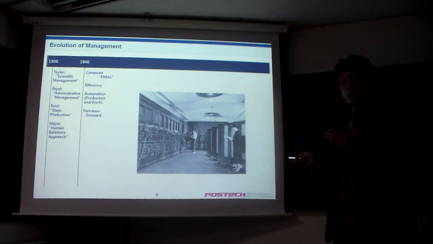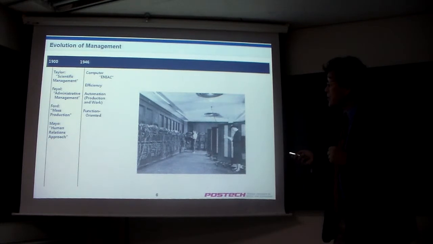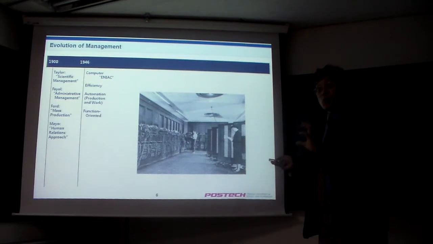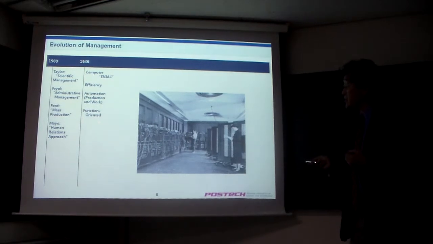People are able to compute many things at very fast speed. So the concept of efficiency came up, and automation of production and work. There are two automation concepts: production automation and work automation, which is process automation. And so this is still function-oriented, which means the computer was still used to automate some functions.